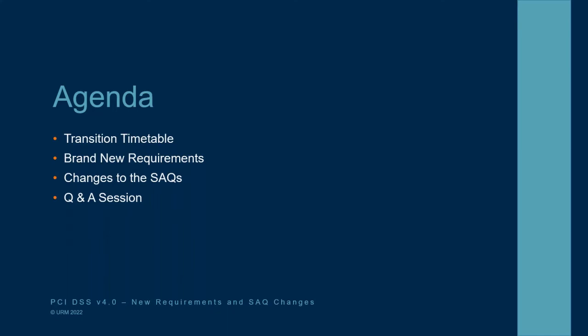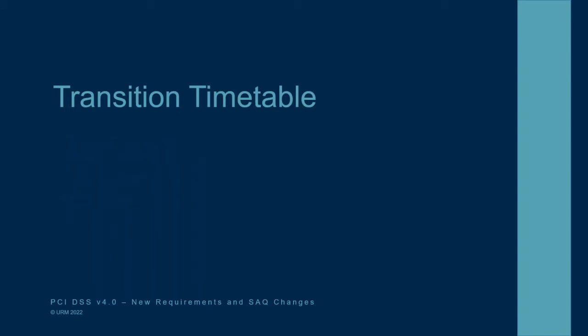We've got a Q&A session at the end, and so as with all URM webinars, you'll have the opportunity to ask any specific questions you may have around the new requirements being introduced by version 4 of the standard. Just submit your questions using the question pane, and Alistair will attempt to answer as many of these at the end of the webinar.